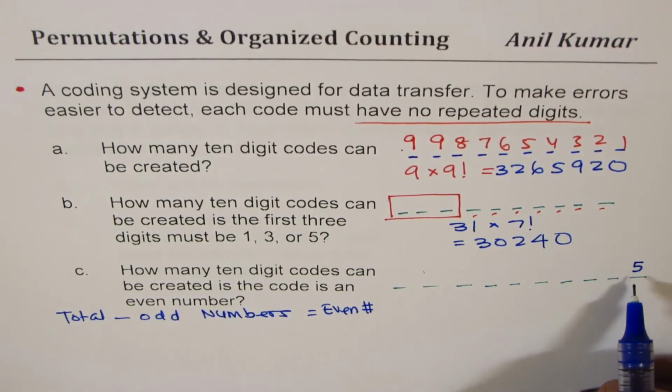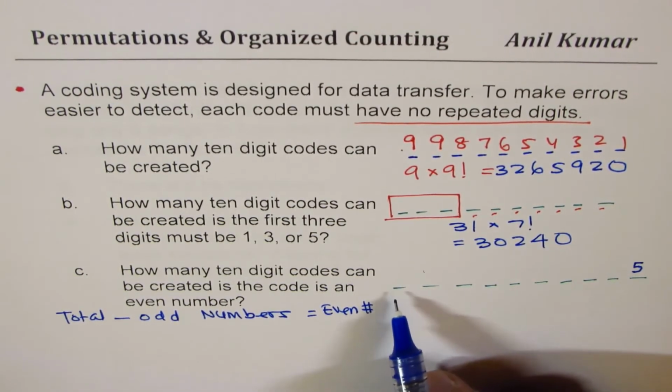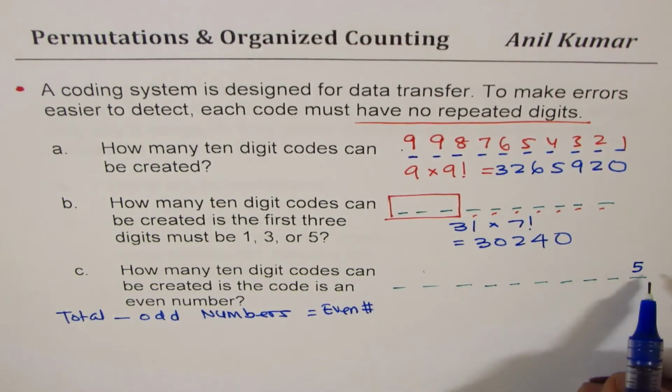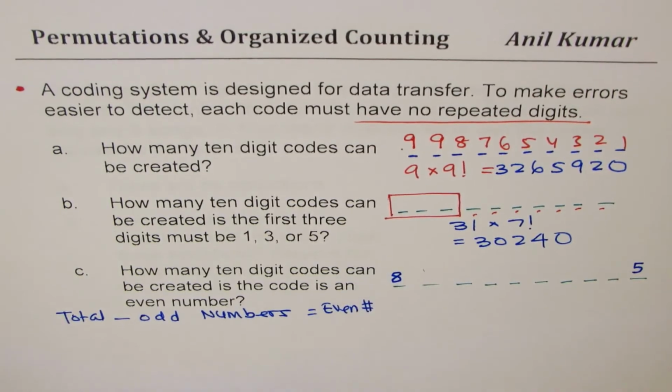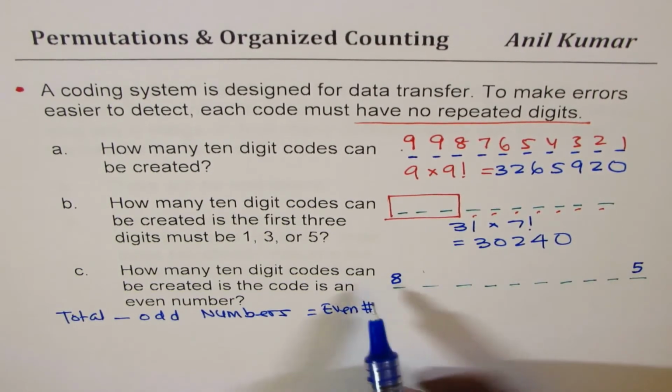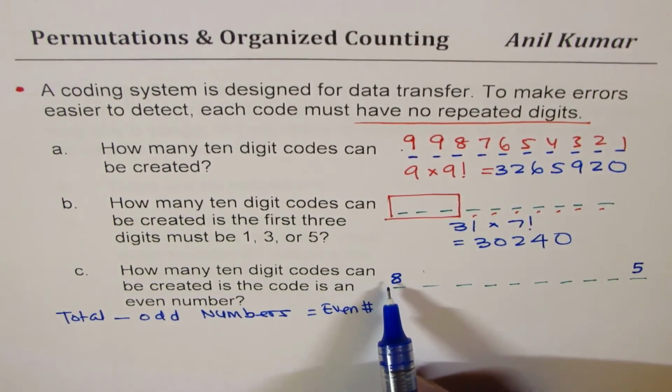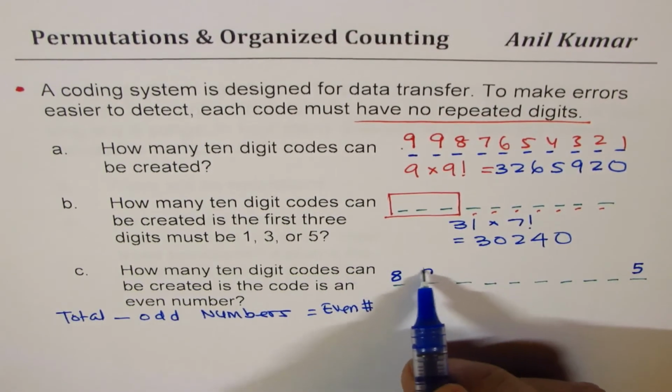Once you choose one of those, we have 9 more to go. We have total 10 numbers, right? Out of those 9, 1 is 0, so that cannot come first. So we are left with 8. But if you choose 2, then we are left with 8.